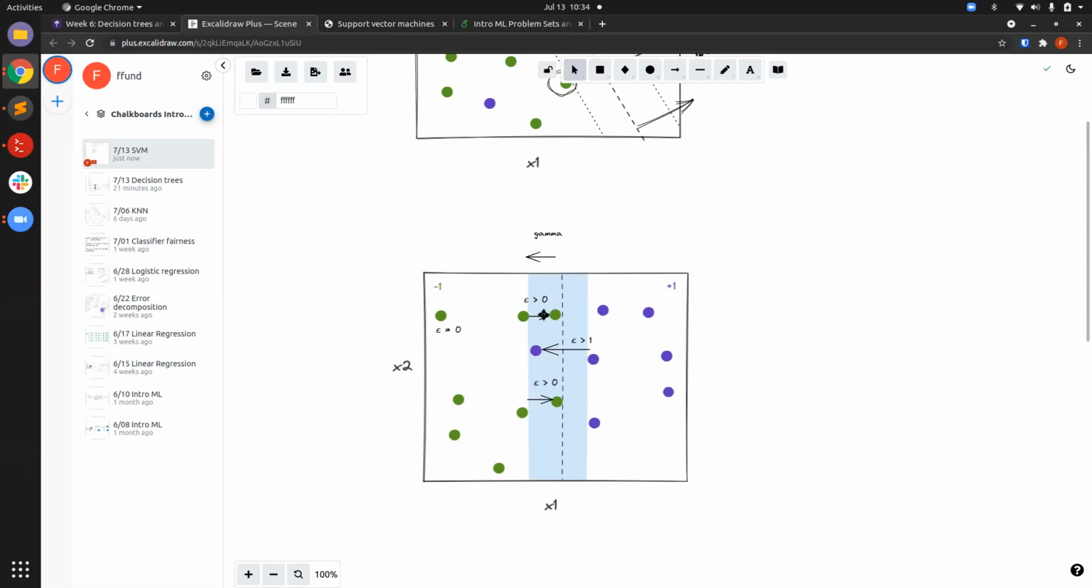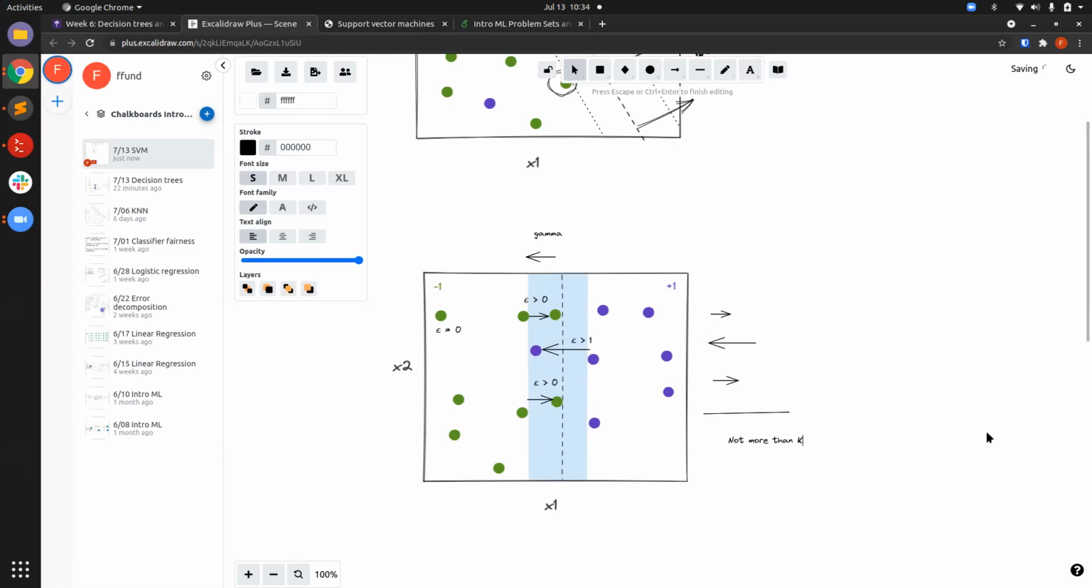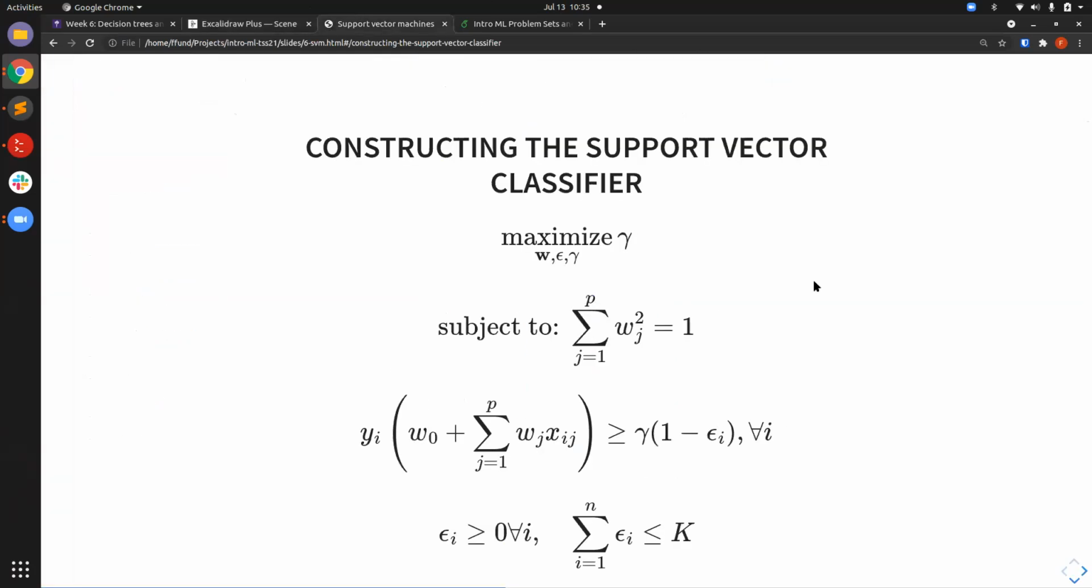Now we have some constraint k. What does k tell us? K tells us that if you add up all of these distances, actually we're going to add up the square of all the distances, the result should not be more than k. So k is like a budget that tells us how many points over the edge of the margin we can tolerate, or how far over the margin they can be. Okay, any questions?